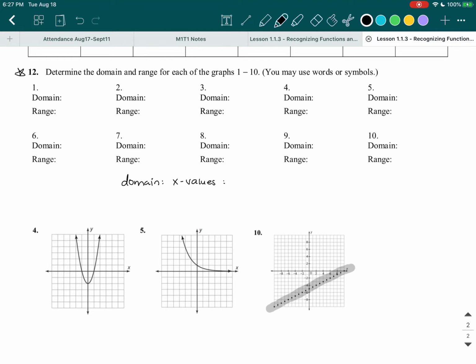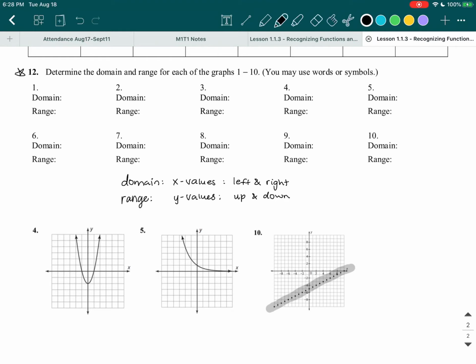Which also means that that's the left and right direction. Okay, and then the range, that's the y values. And that would be the up and down direction. So you'll see what I mean in just a little bit.